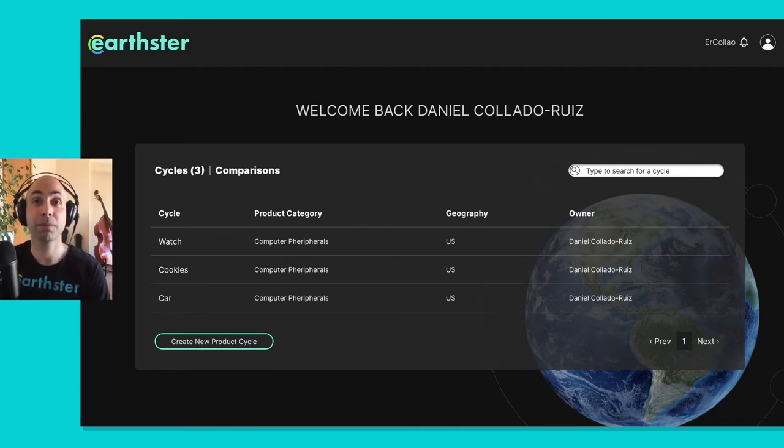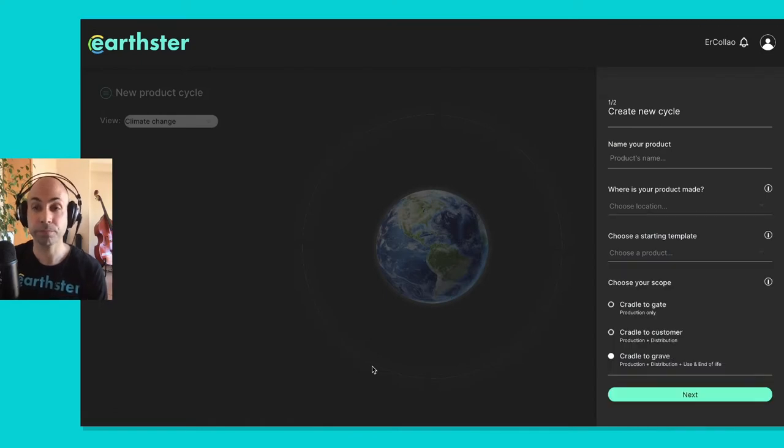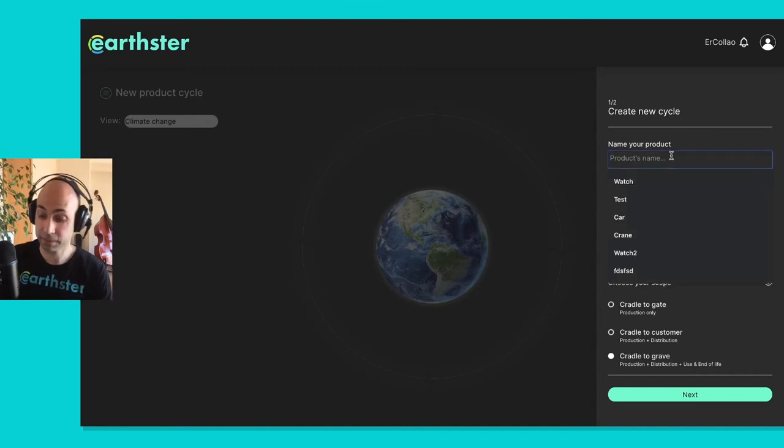During the last month, we've been focusing a lot on one very specific aspect of customer feedback, which is traits of cycles, of life cycles of products that we can embed into Earthster. And that shows very much in how you create new product life cycles. This is how the screen looks right now, and you may see some similarities.